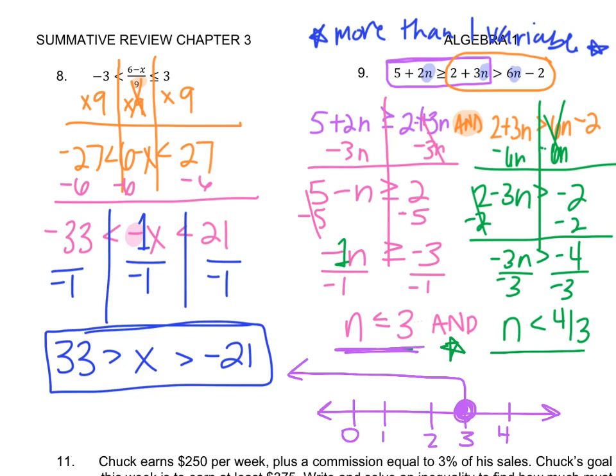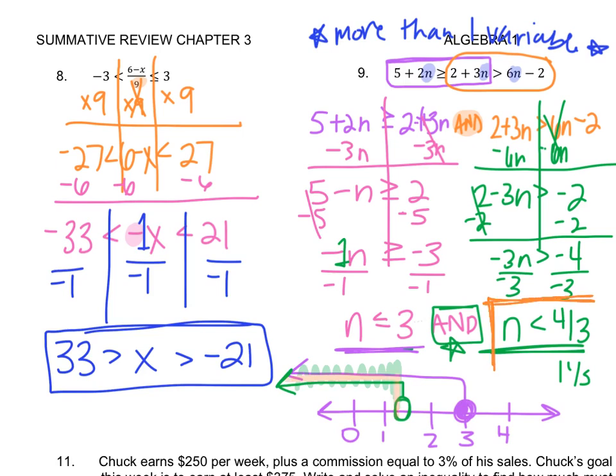But then this other problem says that n is less than 4/3. So 4/3 is really 1 1/3. So at 1 1/3 I have an open circle and n is less than. Now when it's an and statement, we've always talked about we're looking for the overlap. You'll notice that both of these answers are true starting here and going down. And so when we think about the answer for this problem, we actually can't say it's both. What we can say, though, is that this is true here. So we can say that n is simply less than 4/3.